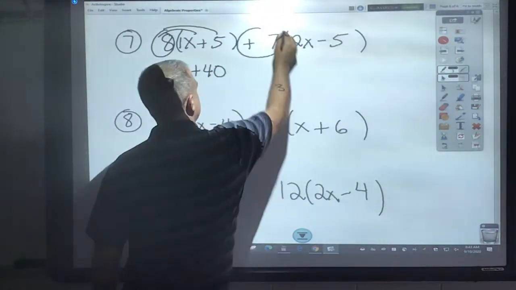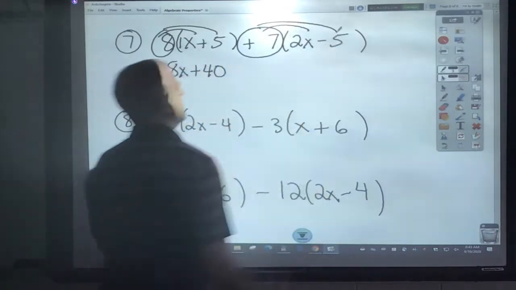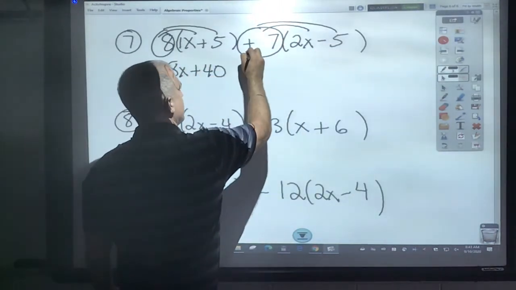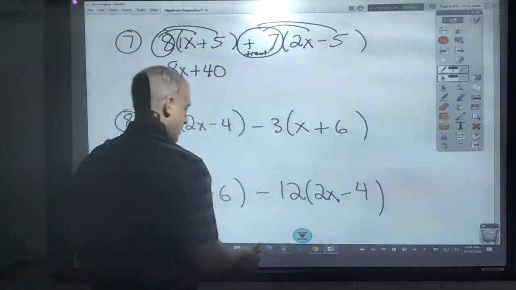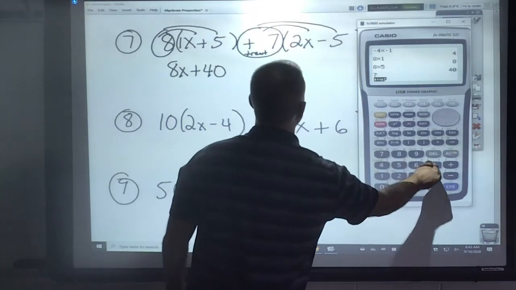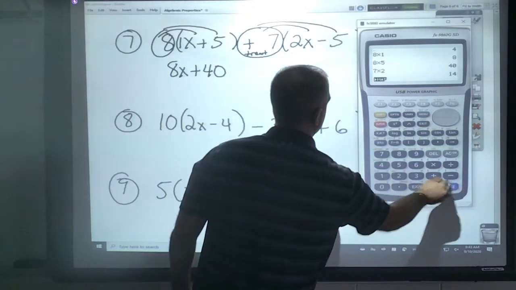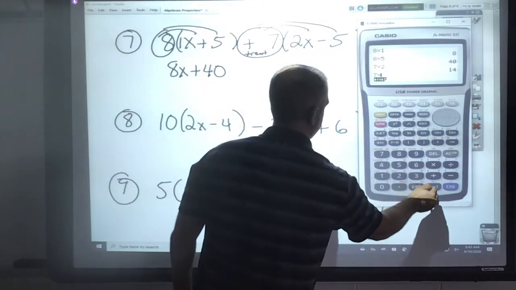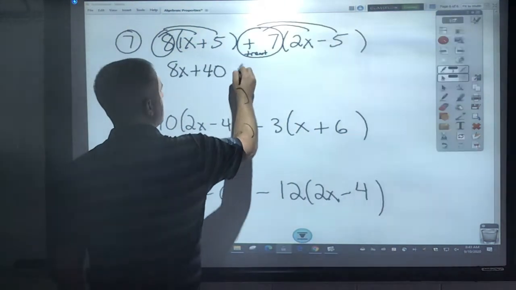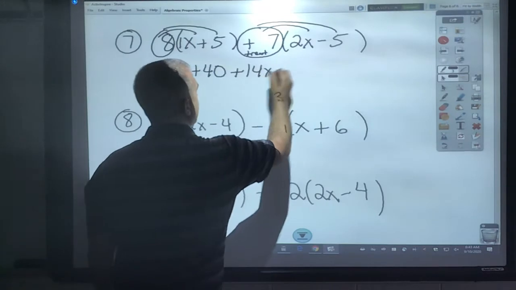Then I'm going to take this 7. Now, the key thing is, whatever sign is here, all right, treat this sign like it is. So now I'm going to treat that sign like a positive 7. So positive 7 times 2, positive 7 times negative 5. Okay, so I got 14x and minus 35.